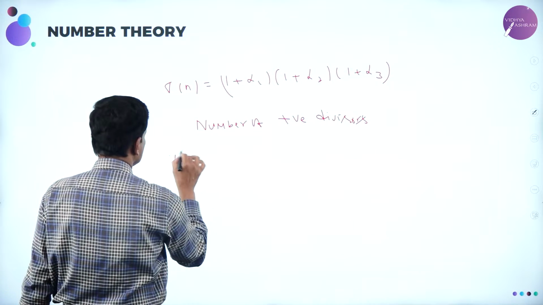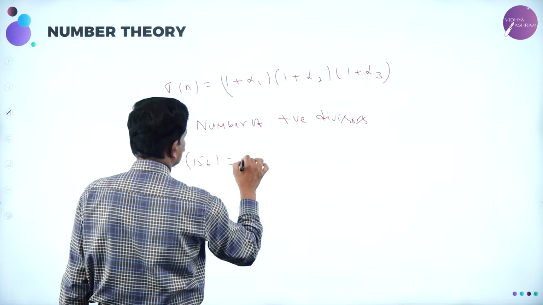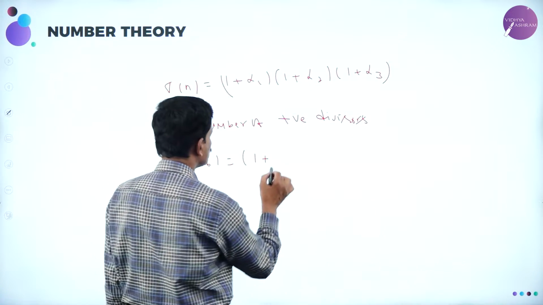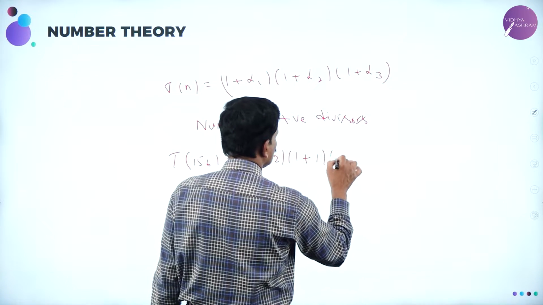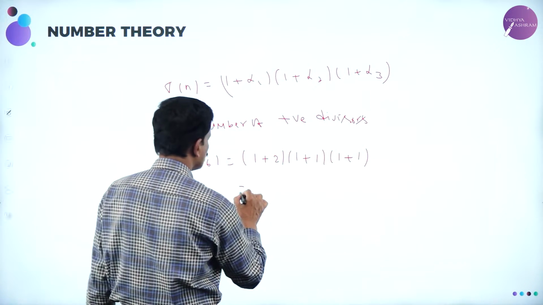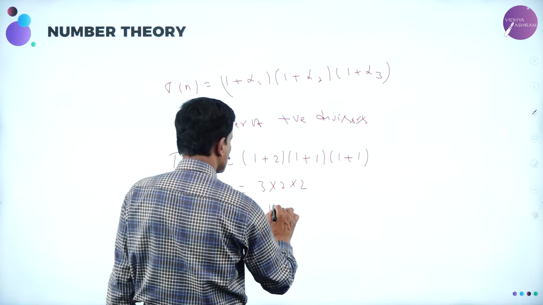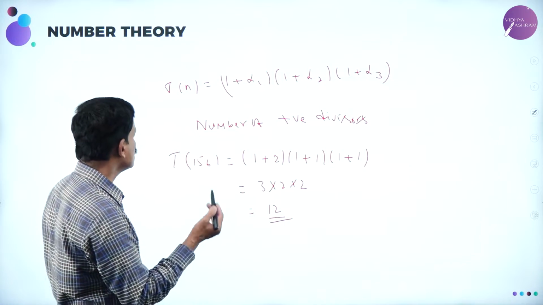So therefore, T of 156 is equal to 1 plus alpha 1. What is alpha 1? Alpha 1 is 2 into 1 plus alpha 2 is 1 into 1 plus alpha 3 is also equal to 1. This is 3 into 2 into 2. 3 2s are 6, 2 6s are 12. So the number of positive divisors, if you want to find for this, is 12.